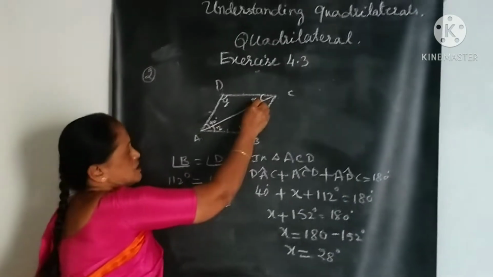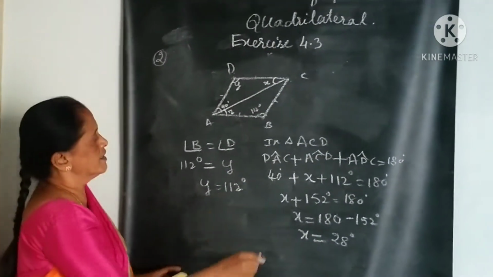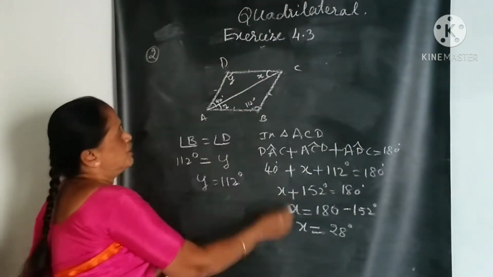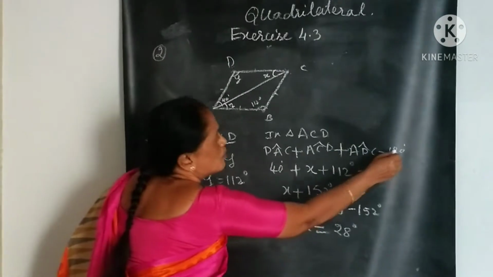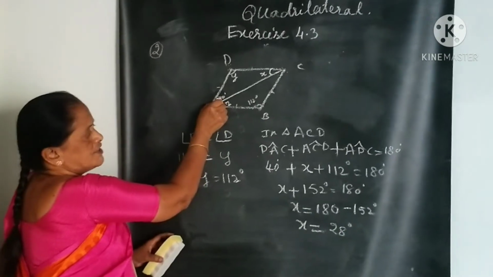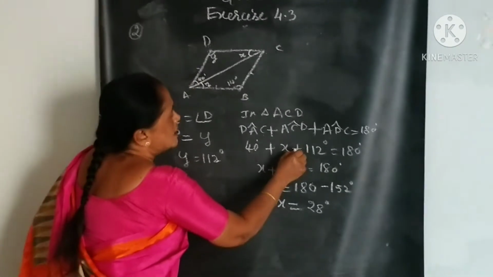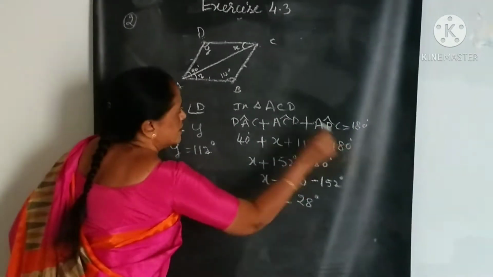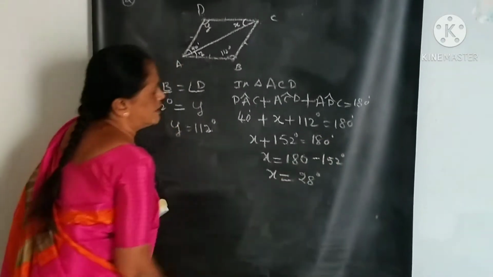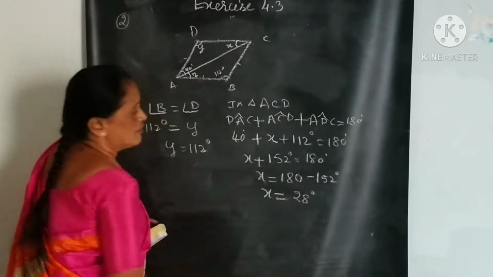Then find the angle X. In triangle ACD, the sum of the three angles of the triangle is how much? 180 degrees. They are angle DAC plus angle ACD plus angle ADC is equal to 180 degrees. Substitute the angles here. DAC is given to us, that is 40 degrees. Plus ACD, which we have to find, X, plus ADC is 112 degrees. Then 40 plus 112 is 152. So X plus 152 is equal to 180 degrees. So X is equal to 180 minus 152. That is equal to 28 degrees.